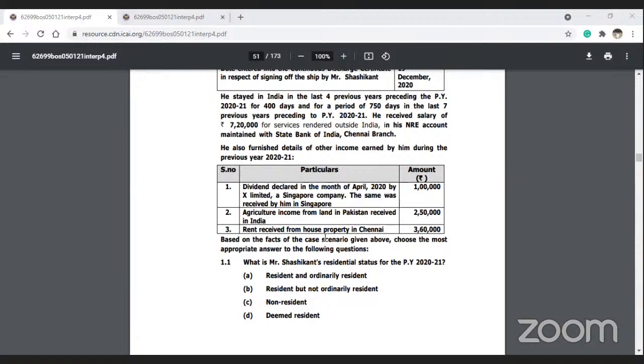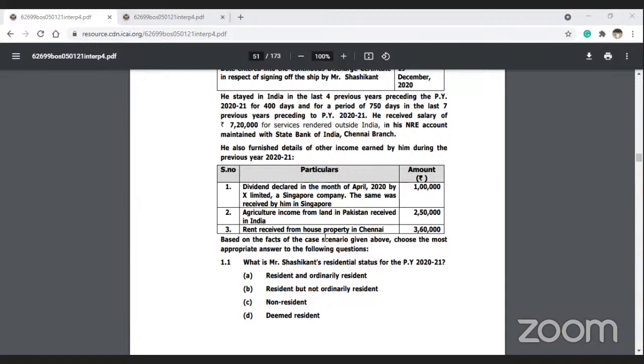Yeah, it is exempt. It is exempt income. Non-resident है ना तो yeah, exempt. It will not be included in his hands. So as of now, we have 7,20,000.